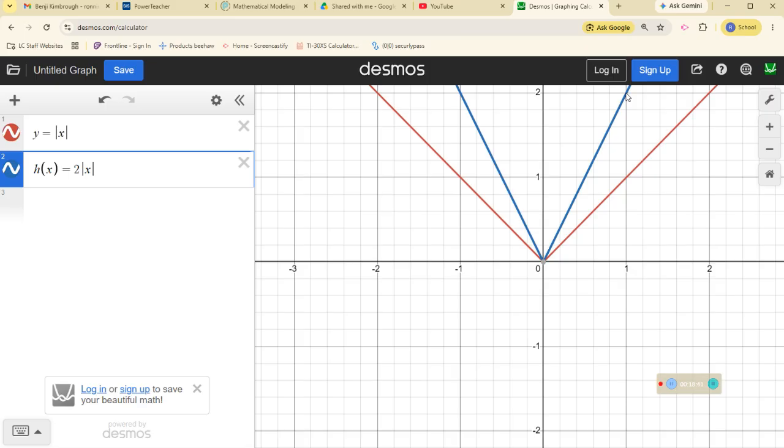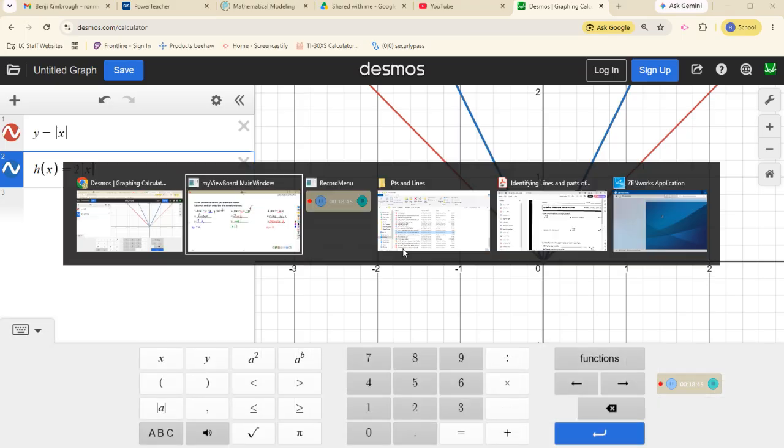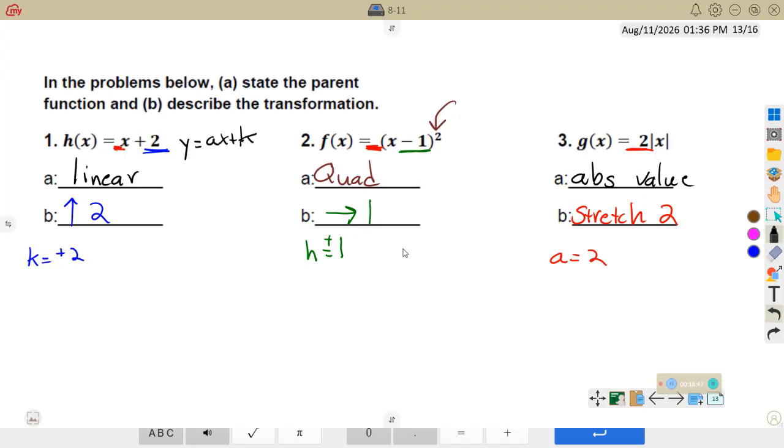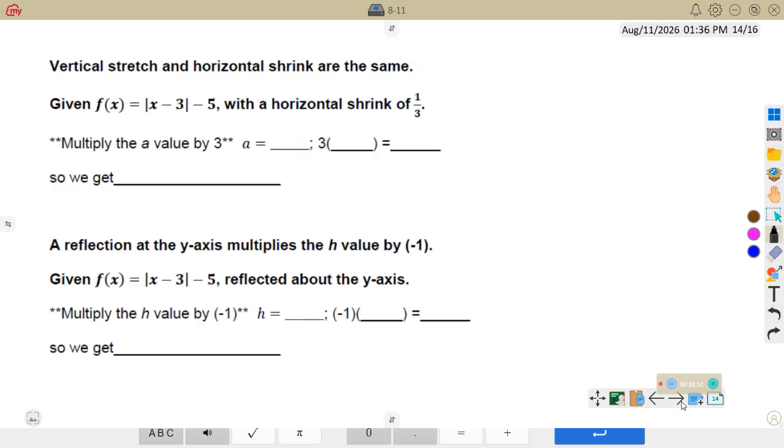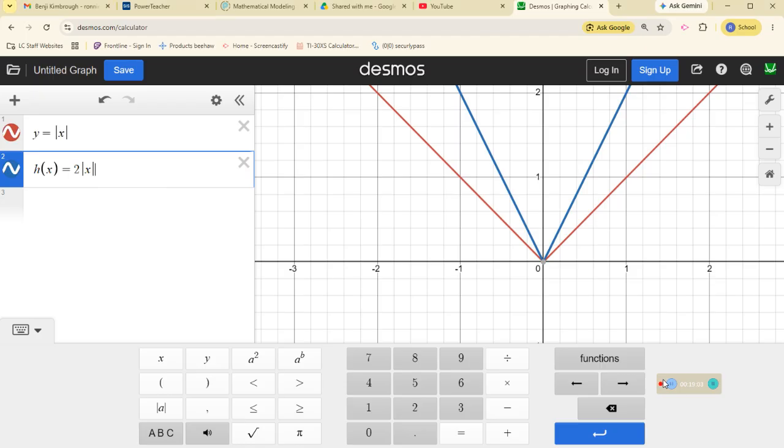It could be worse. I could be making y'all graph all these. I know. All right. So, a vertical stretch and a horizontal shrink. Kind of think about it this way. We have this one right here. We stretched it by 2. It also made it kind of skinnier.